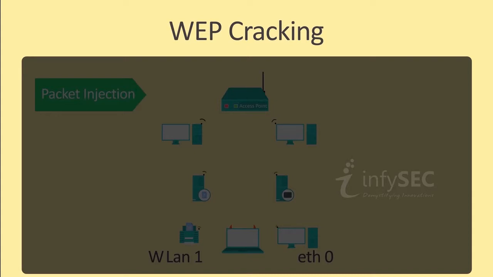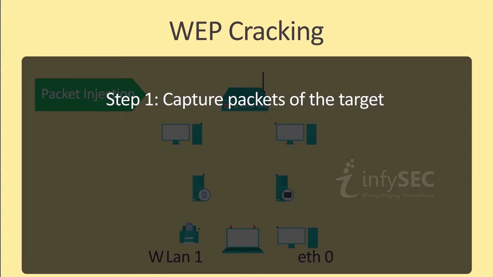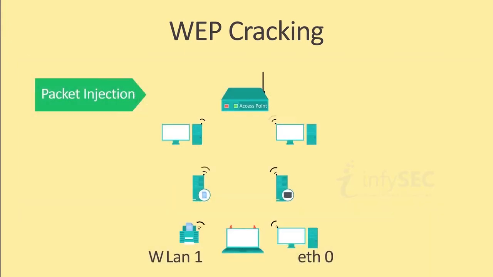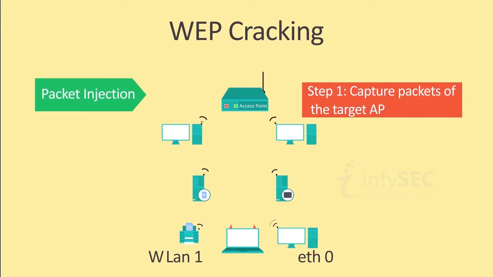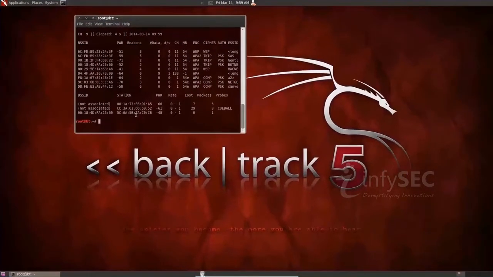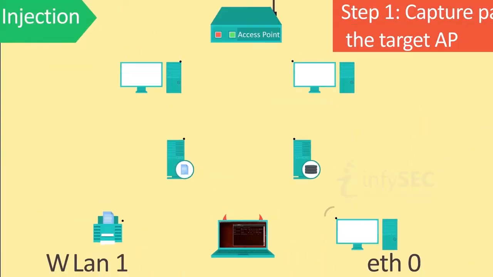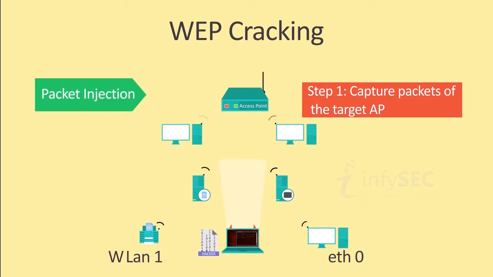This can be done in just 3 steps. Step 1. Capture packets of the target AP. Step 2. Inject packets. Step 3. Crack the key. Step 1. Capture packets of the target AP. The command now captures and saves the packets in a file named hacker, on the access point with this BSSID and the channel on which it operates.